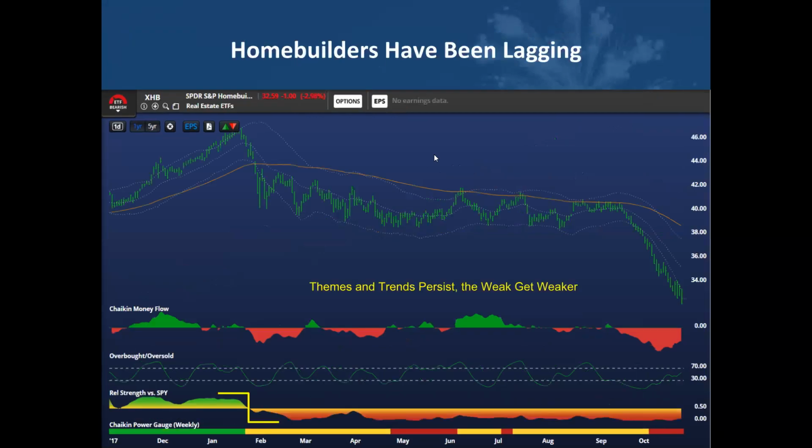Another theme, and that's been going on for a while, is home builders have been lagging, right? These themes and trends tend to persist. And over time, the weak tend to get weaker, because if you look, home builders have been underperforming the market since late January. All throughout this time, it was tempting to call the sell-off in home builders overdone. But look what's happened here. Look what happens to a weak part of the market when the market begins to crack. The weak get weaker, and the trend accelerates to the downside. However, top of mind would be to look at the actual home building stocks for potential opportunities on the bearish side of the coin.